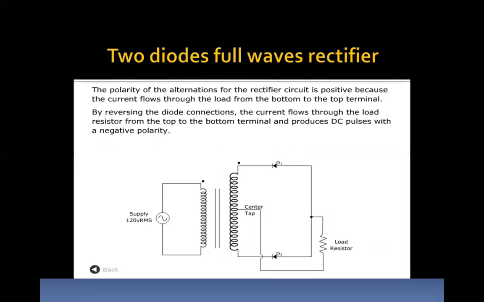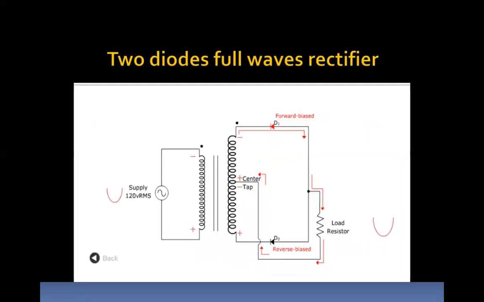The polarity of the output of the rectifier circuit is positive because the current flows through the load from the bottom to the top terminal. By reversing the diode connection, the current flows through the load resistor from the top to the bottom terminal and produces a DC supply with a negative polarity. This is how it's happening in the two-diode full wave rectifier. We have already understood this.